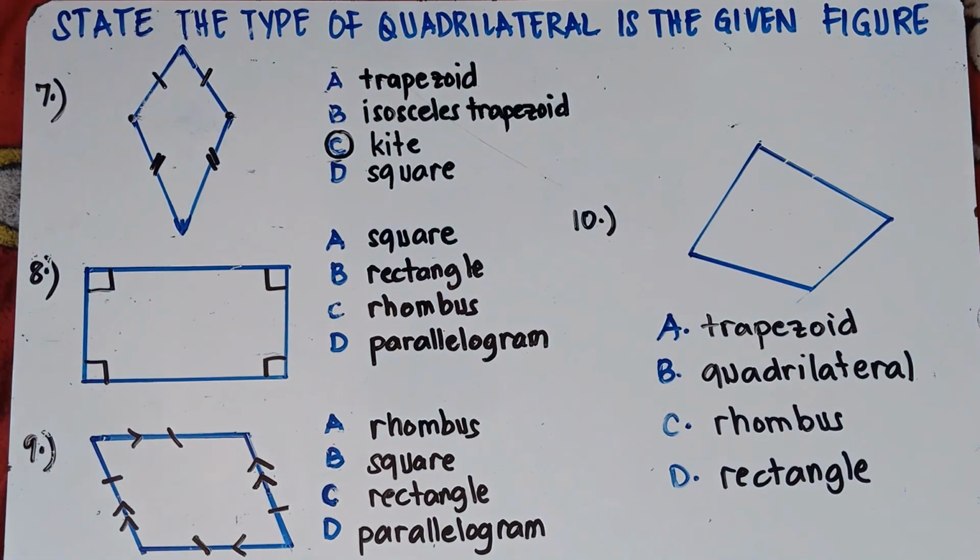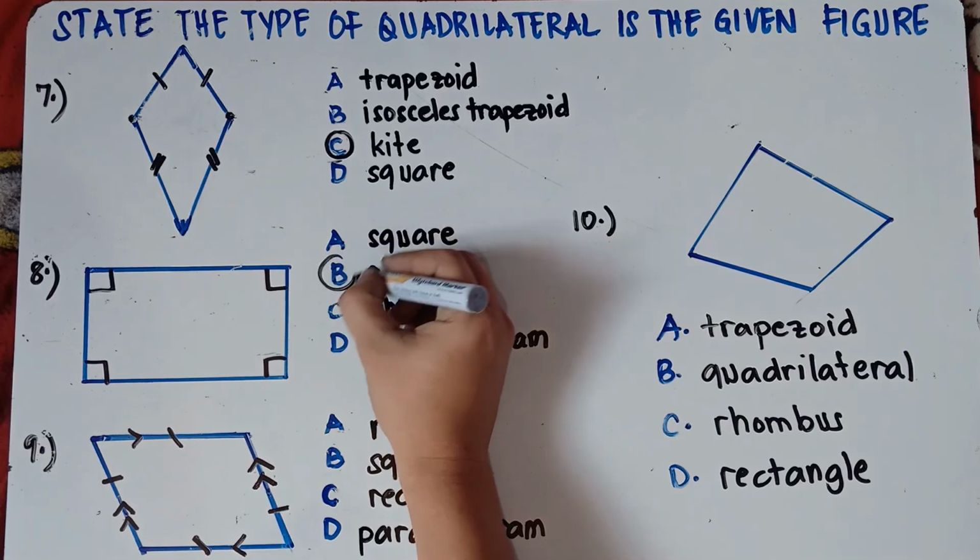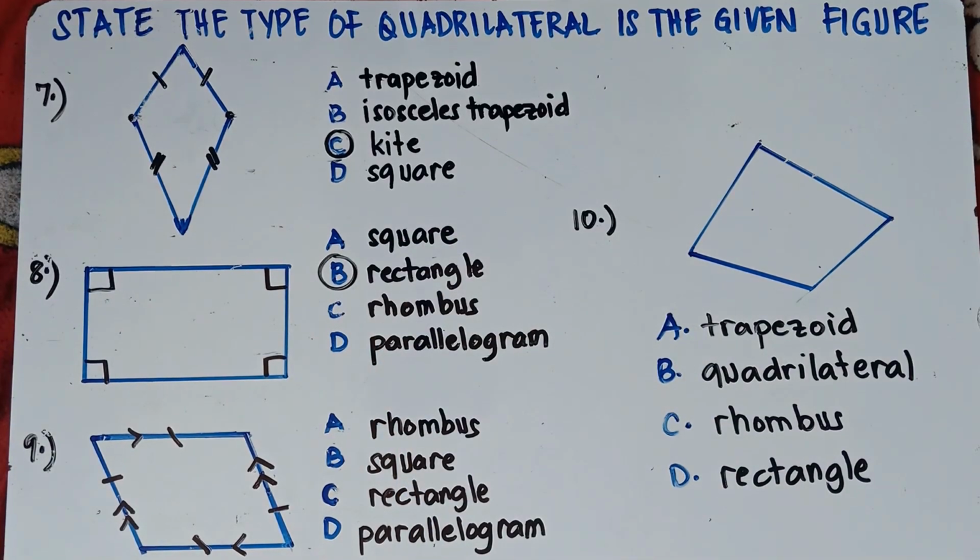Alright, number 8. So we have 4 right angles. So is it A, square, B, rectangle, C, rhombus, D, parallelogram? So basic definition, we have 4 right angles. So that would be rectangle. Number 8 is rectangle. How about number 9, class? What's the answer for number 9?